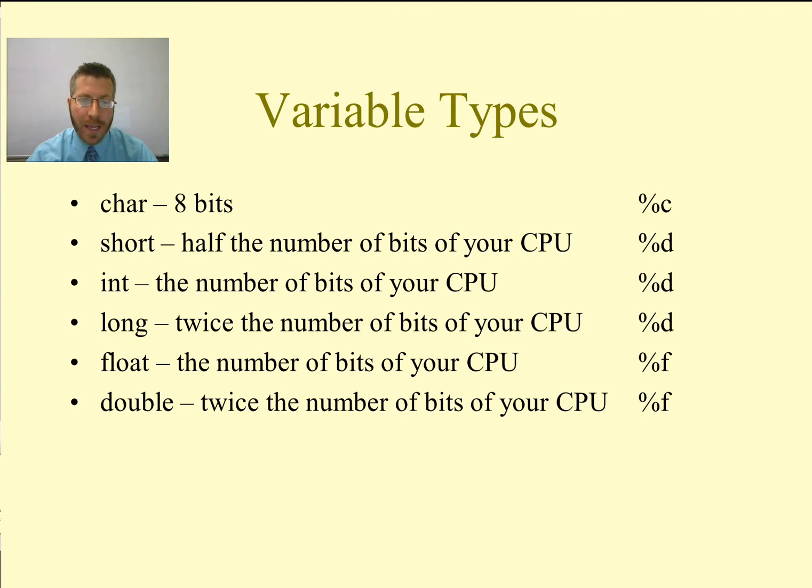We then have 3 integer variable types, short, int, and long. These variable types do not have decimal places. These are just whole numbers. Integer, the number of bits that we have in an integer is going to be equivalent to the number of bits that you have in your CPU.